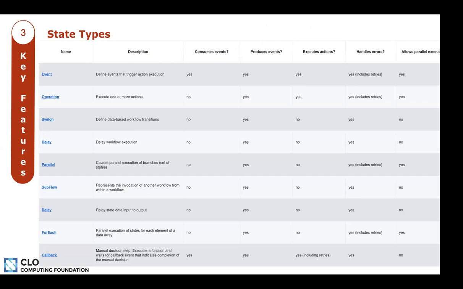The core ones are, for example, the event state, which is a state that has the ability to consume events. The operation state is a state that allows us to perform actions, and actions can reference function executions. Switch state: we have support for gateways, which are data-based. So for example, given some information or data that is provided either with the starting of the workflow instance or the events that are consumed, the event data can trigger different actions or different paths throughout the workflow as it is being executed. Of course, parallel state allows parallel execution.